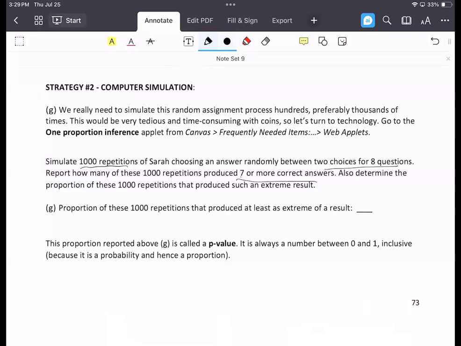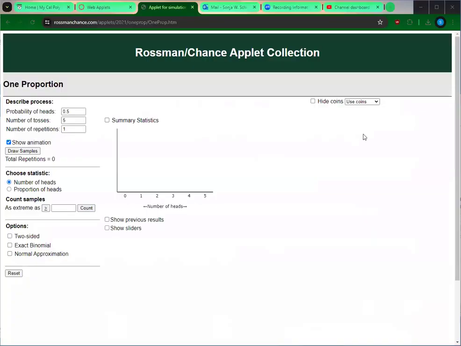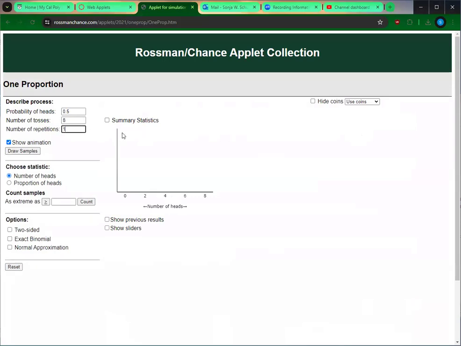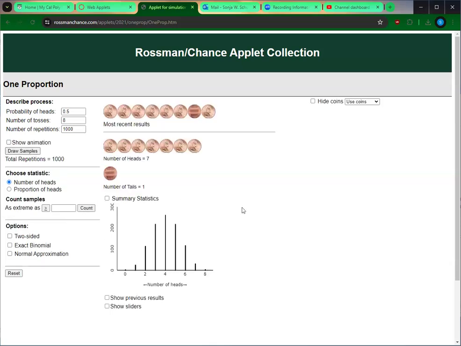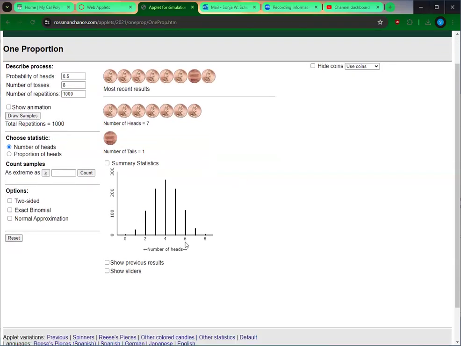Here we are back at the applet. Remember, the number of tosses is not going to change because we're looking at 8 questions and she got 7 right. But instead of just the 48 repetitions that we did, we're going to do 1,000. I'm not going to show the animation this time because I don't want anyone to get sick here. And then I'm going to count, and it's going to show us what happened on the most recent result.